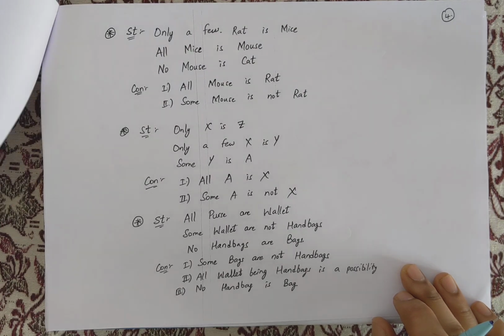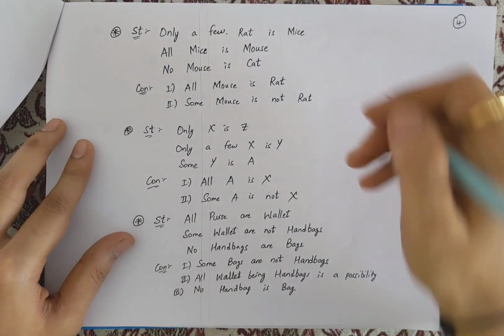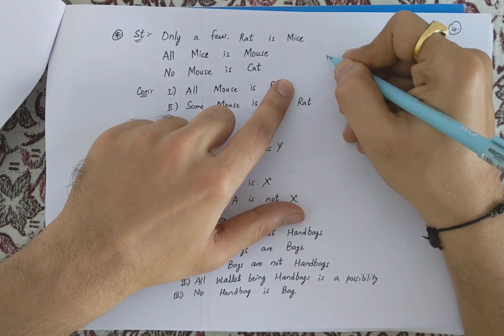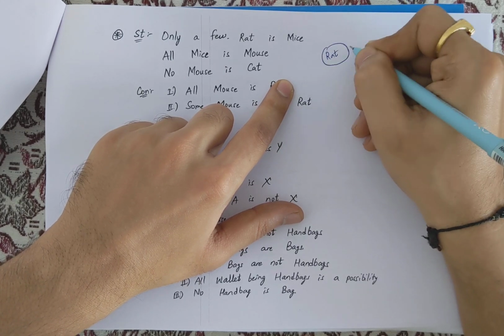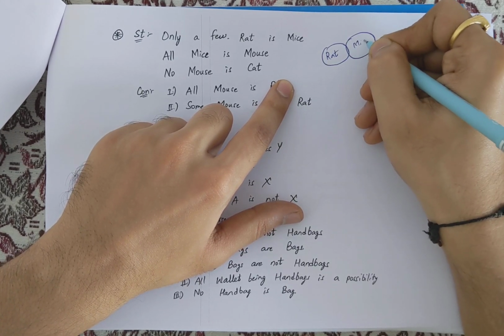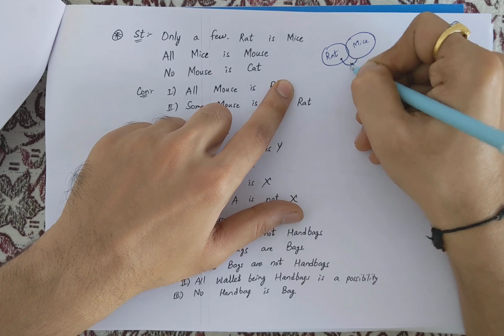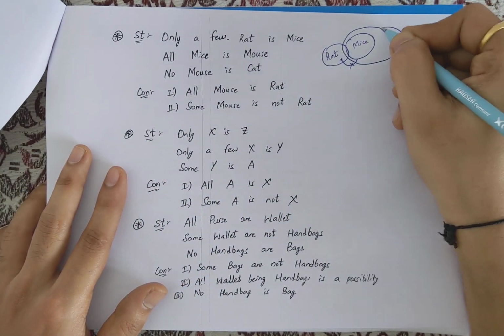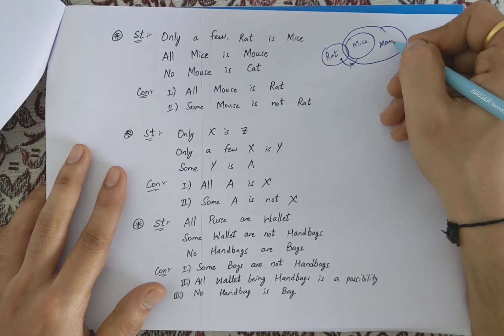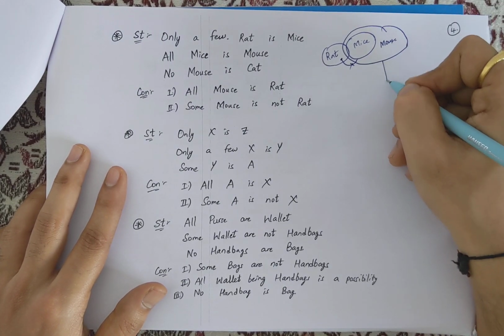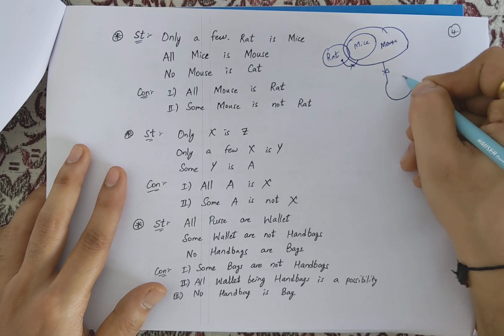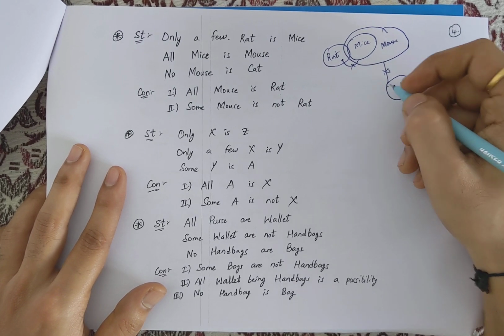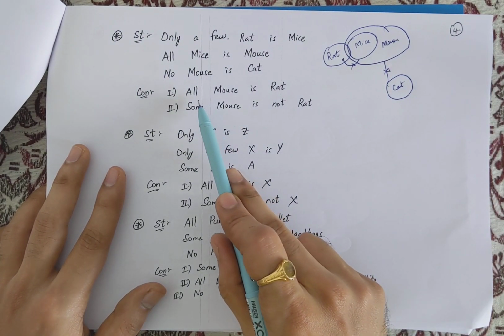Now let us see another one. Only a few rat is mice, which is nothing but some rat is mice, some rat is not mice. All mice is mouse. No mouse is cat. And we have drawn the drawing. Let us see the conclusions.